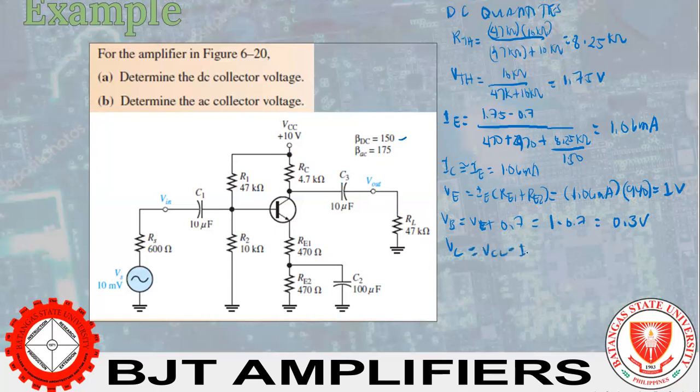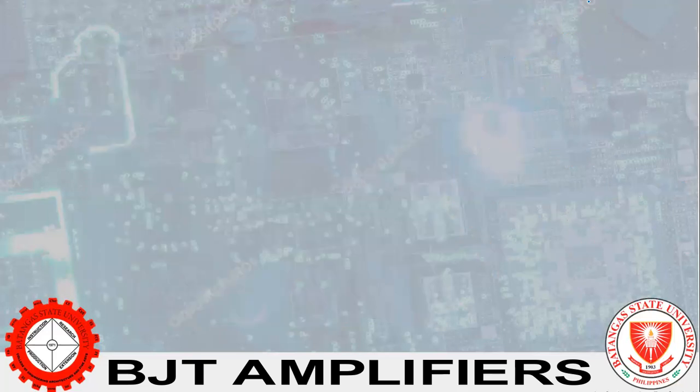VCC minus ICRC. So, yung ICRC natin is 10 minus 1.06 milliamperes times 4.7 kilo ohms. So, therefore, yung VC natin is 5.02. Okay, so yan ay DC collector voltage. So, how about naman kay AC collector voltage?